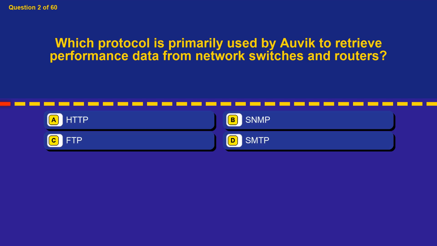Question 2. Which protocol is primarily used by Auvik to retrieve performance data from network switches and routers? Option A. HTTP. Option B. SNMP. Option C. FTP. Option D. SMTP.